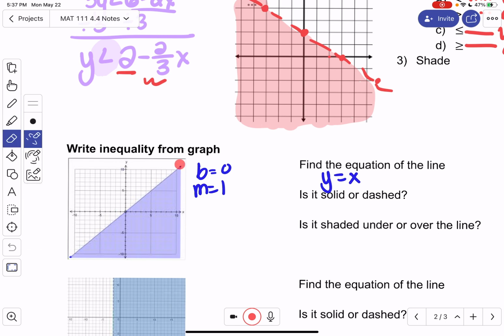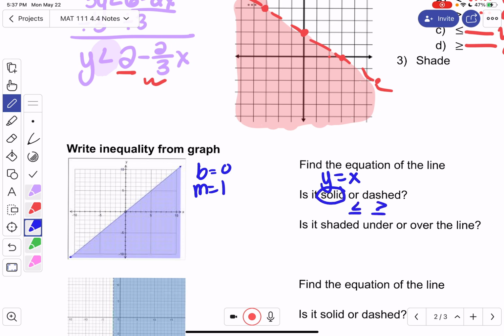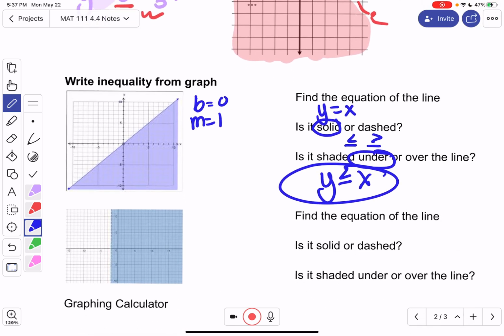Now let's look at the original line. That is a solid line, so we know it's either less than or equal to or greater than or equal to. And we're shaded underneath the line, so that means it's less than or equal to. So our equation would be y is less than or equal to x.